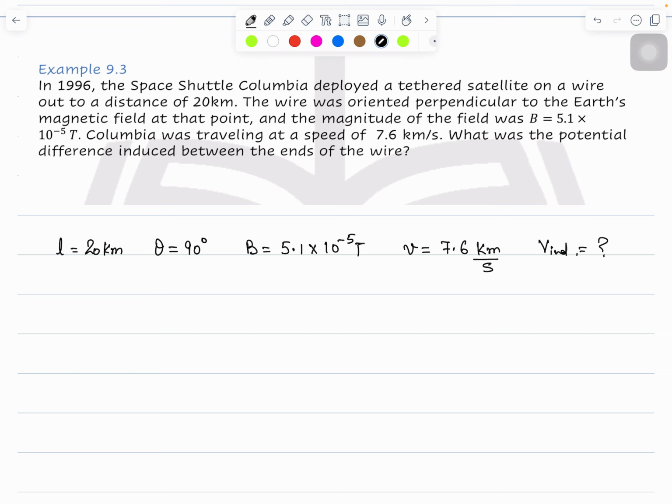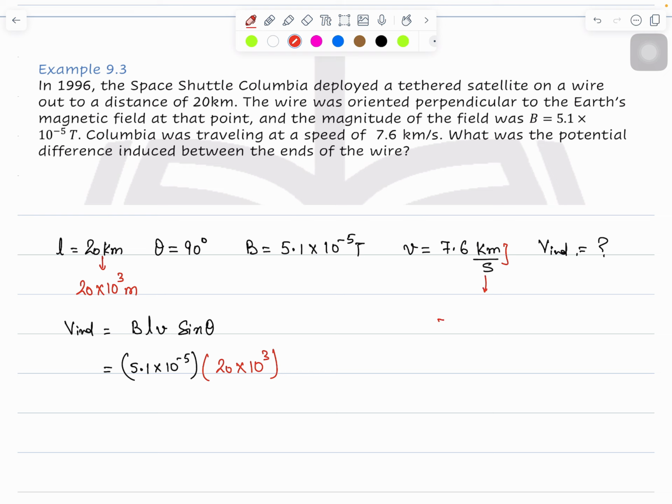Okay, guys, so we have the velocity, the magnetic field, theta, and the length. Now just solve all these. So V induced is equal to BLV sine of theta. Place the values. What is B? 5.1 times 10 raised to power negative 5. Length is 20 kilometers, just convert this, so it becomes 20 times 10 raised to power 3 meters. Put it here, 20 times 10 raised to power 3.